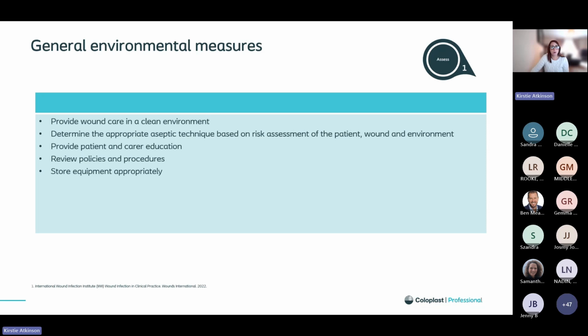And the things that we can do to combat this is provide wound care in a clean environment, and do appropriate aseptic technique based on your risk assessment of not only the patient and the wound, but also the environment as well. Again, it's about educating that patient, carer, or loved one on what you're doing, reviewing your own policies and procedures in your workplace to see if they're up to standard with the recent changes in international guidance, and storing your equipment appropriately to make sure that it's still within the manufacturing guidance.